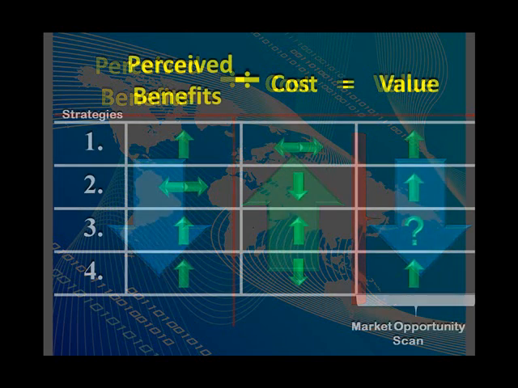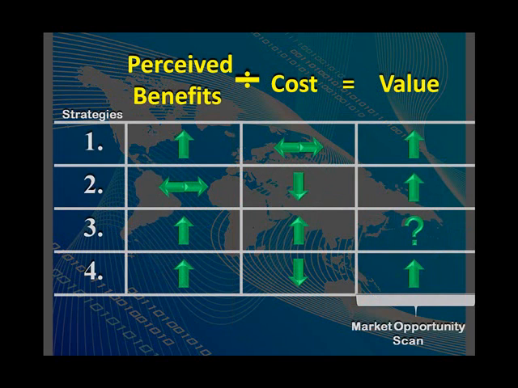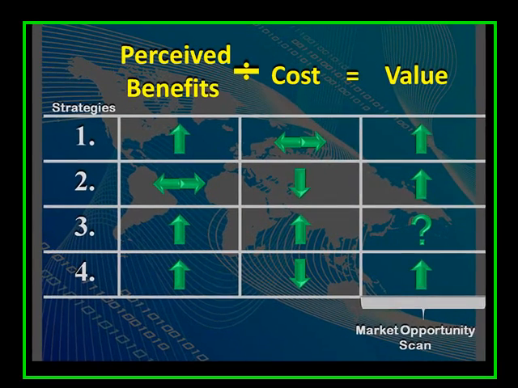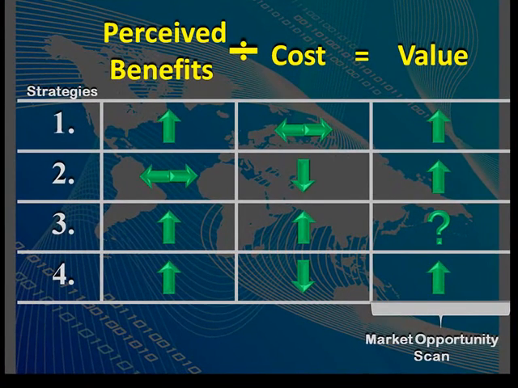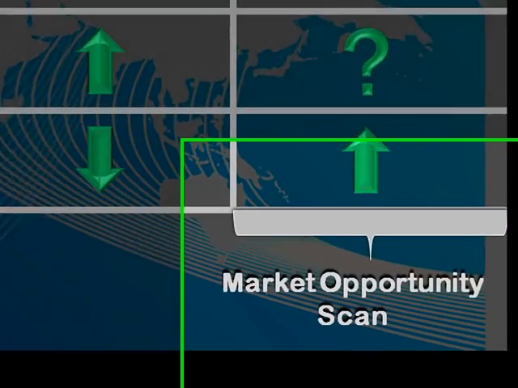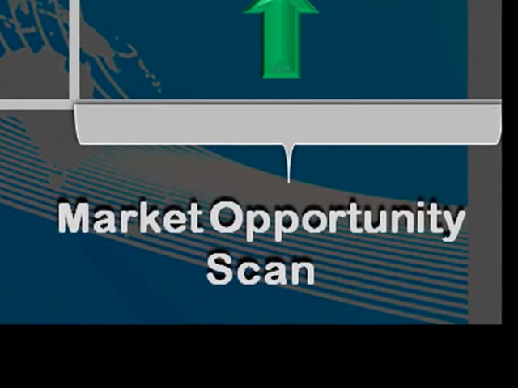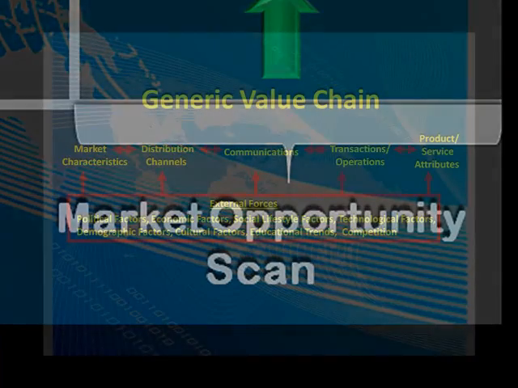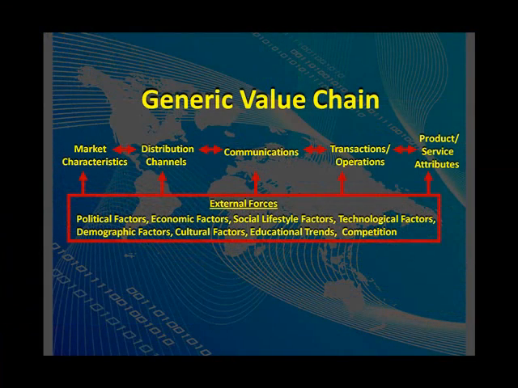Now, we basically have 4 strategies to choose from when it comes to creating value. In a moment, I'll walk you through each of them. But first, let's take a look at how you might determine the best strategy for your particular business circumstance. And for that, I want to draw your attention to the lower right corner of this graphic where it says Market Opportunity Scan. This brings us back to our old friend, the value chain.